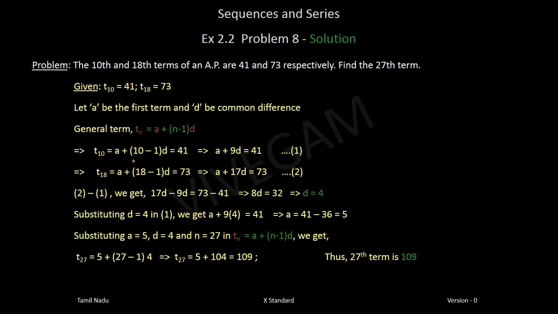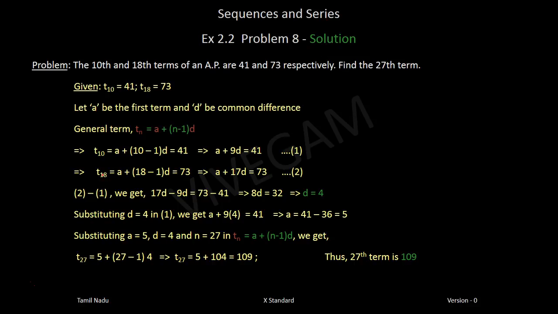T10 is A plus... substituting, put n equal to 10 here and equate that to 41, because we know T10 is 41. So all you need to do is put n equal to 10. You get T10, that's equal to A plus (n minus 1), that is (10 minus 1) into D, but the value of T10 is given here as 41. So all this is equal to 41. So this will become A plus 10 minus 1 is 9. So A plus 9D will be 41.